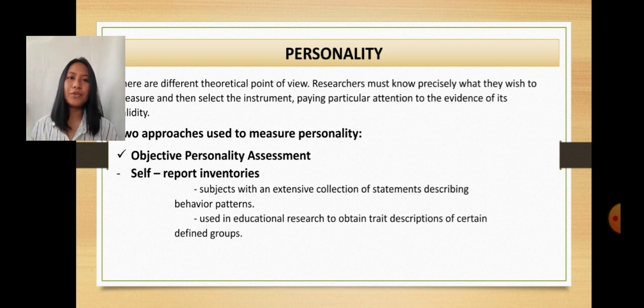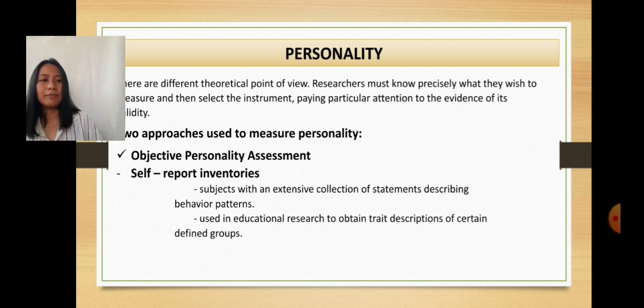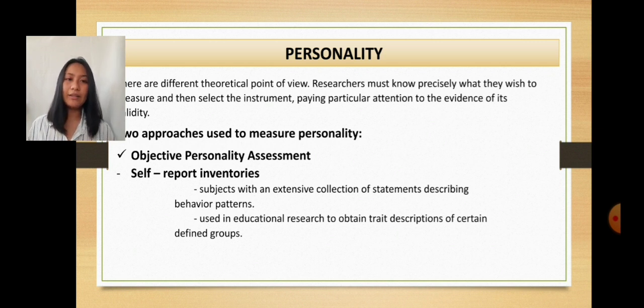So we have here the personality. There are different theoretical points of view. Researchers must know precisely what they wish to measure, and then select the measurement, paying particular attention to the evidence of its validity. There are two approaches used to measure personality. We have here the objective personality assessment, and it has self-report inventories. So when we say self-report inventories, these are subjects with an extensive collection of statements describing the behavior patterns.